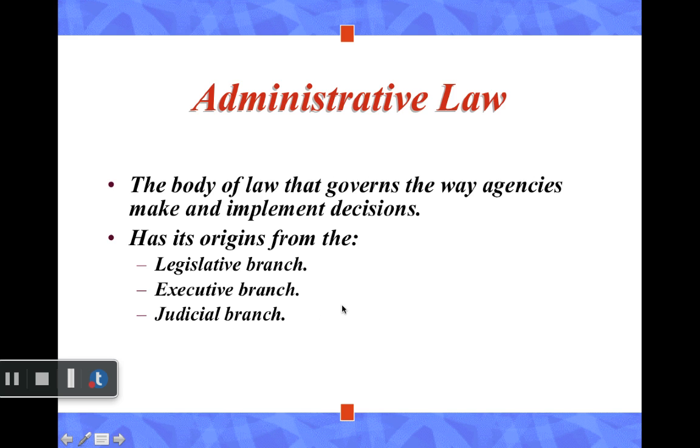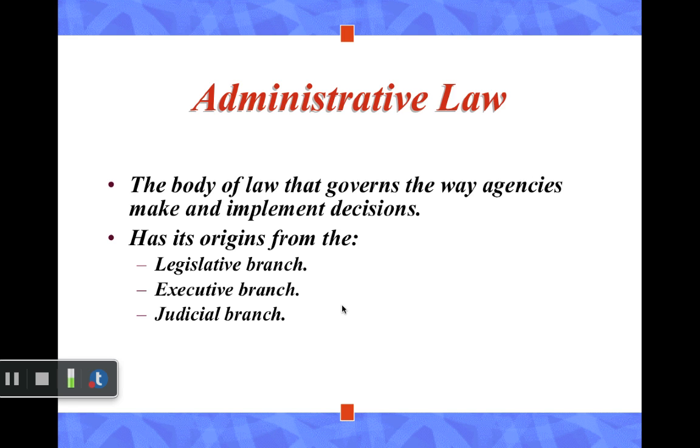To cover today is administrative law. Administrative law is the body of law that governs the way agencies make and implement decisions. It's basically the rules. Over the next couple of weeks, we're going to be talking about the OSHA Act, the OSHA Review Commission, and some important Supreme Court and District Court cases dealing with how OSHA has to do business.